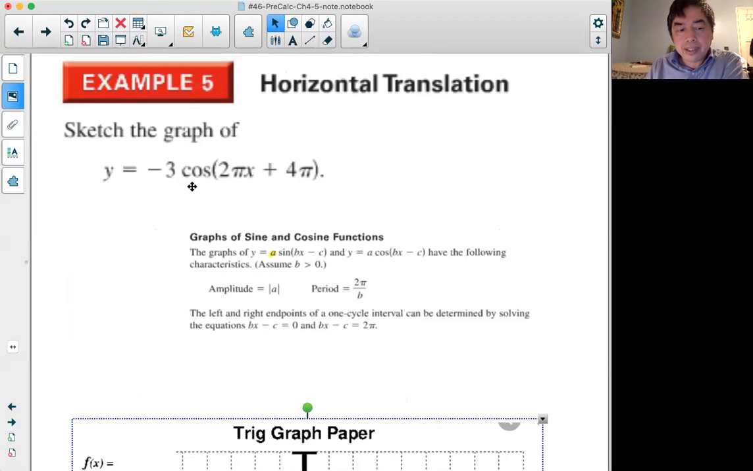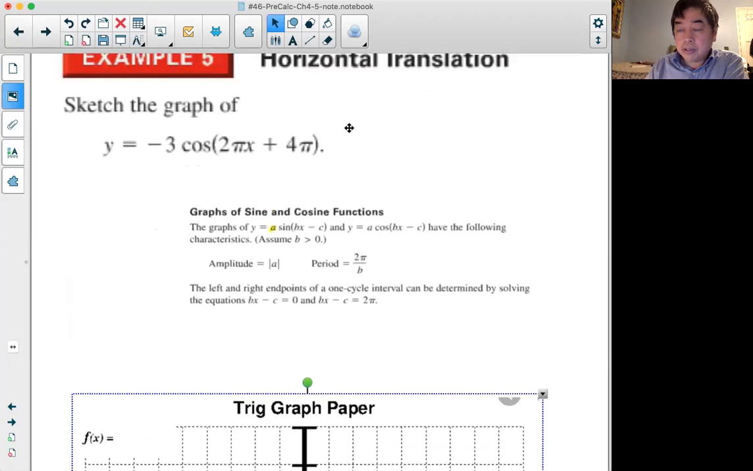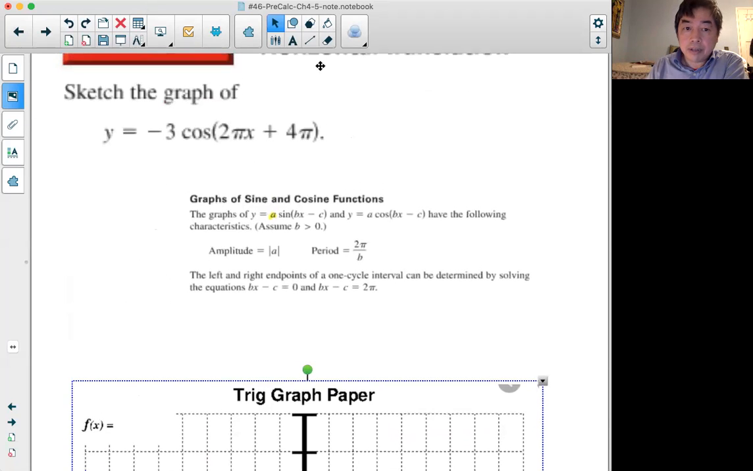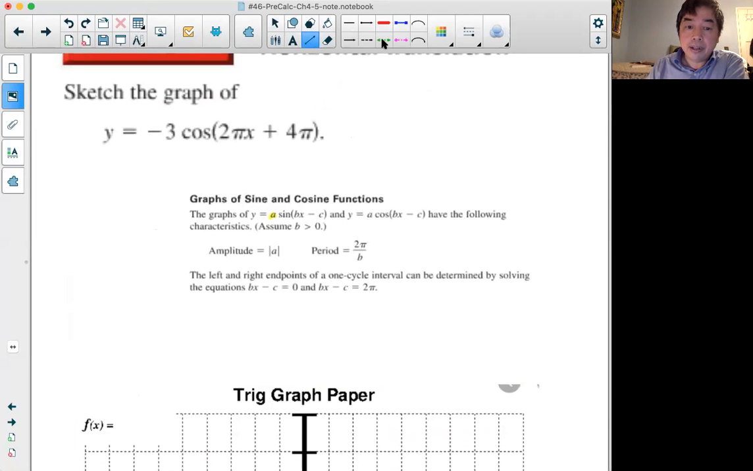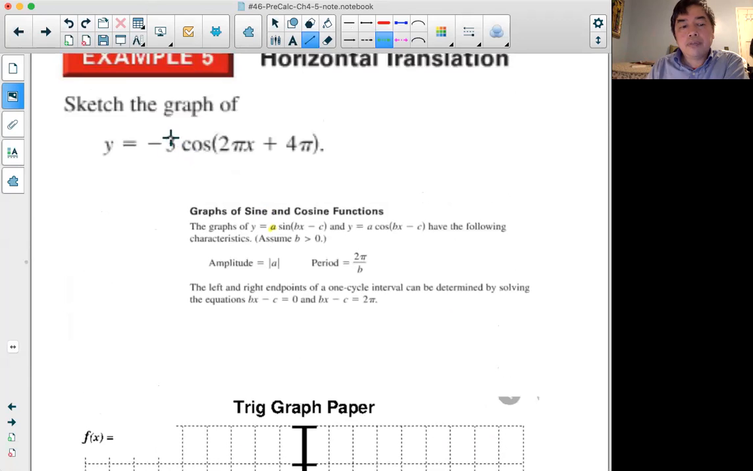So before we sketch, we have to think about it a little bit. The amplitude is 3, right? But it's a negative sign, so you have to flip over the regular cosine graph. There is no horizontal shift, so you have to come up with the middle line. It's going to be y equals 0, which is this line. From this line, go up 3 and go down 3, that's a cosine.